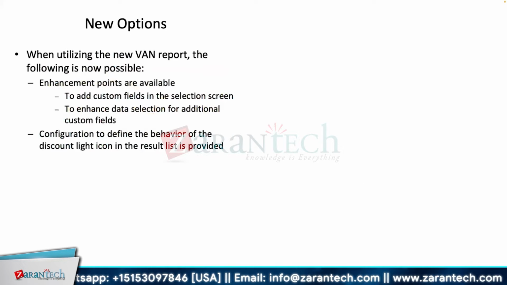So generally, what are the new enhancements in this VA2 report? Basically, the enhancement points are provided. You can add custom fields on the selection screen or enhance the output of the custom fields. And there is a configuration for the discount light icon. If you want the discounts to be configured, then you can configure those discount lights and play around.